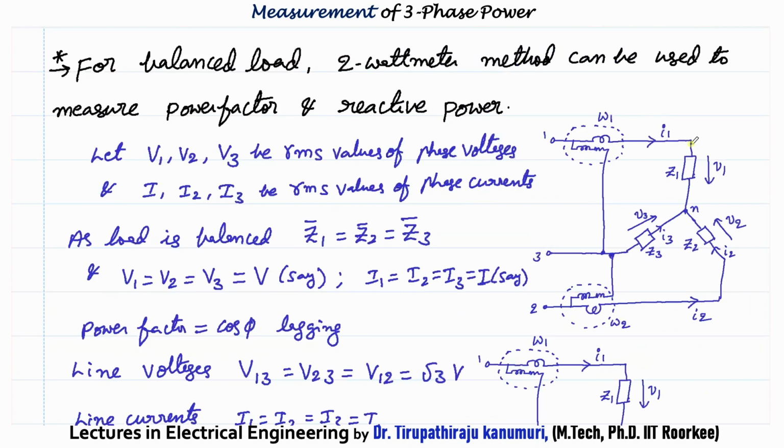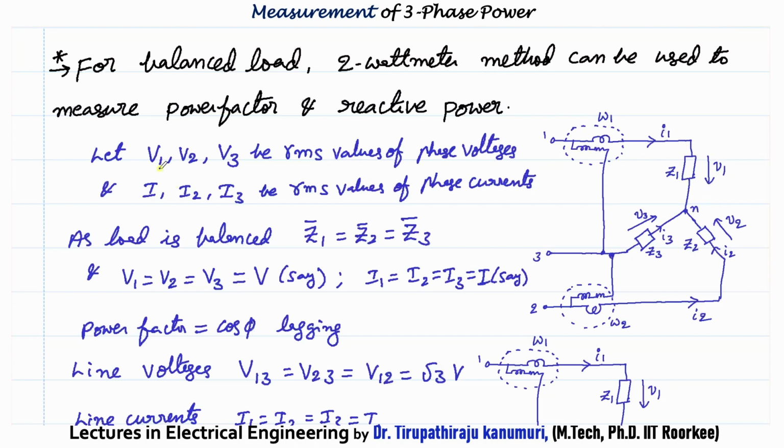So again I am going back to the connection. What is the meaning of balanced load? The value of Z1 is equal to Z2 is equal to Z3. When impedances are same, then automatically the current drawn is same, as well as the voltage drop across the impedance, because voltage drop across the impedance is current multiplied by impedance. As the impedances are same, currents are same, and voltages also will be same.